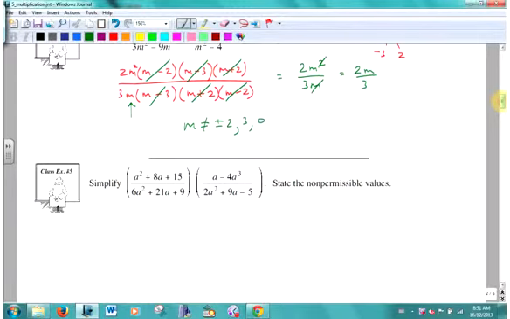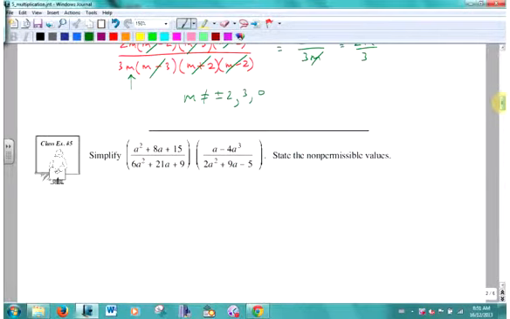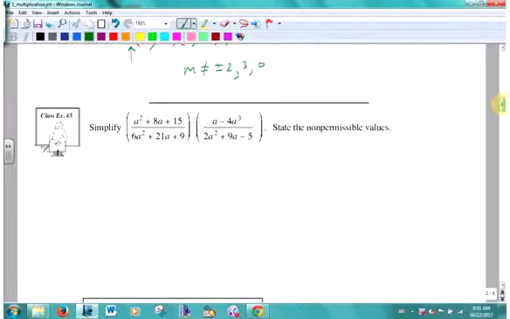All right, a little more factoring. They're just a little more difficult. Okay, let's start with the top. I can do this by inspection. What 2 numbers multiply to 15 and add to 8? Five and 3. All I can do with this guy is factor out an a.